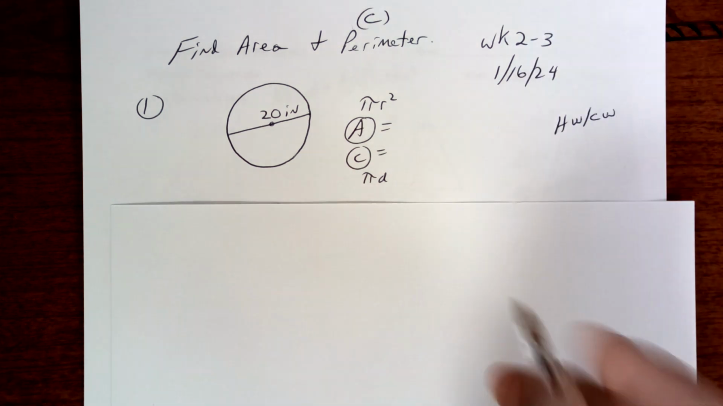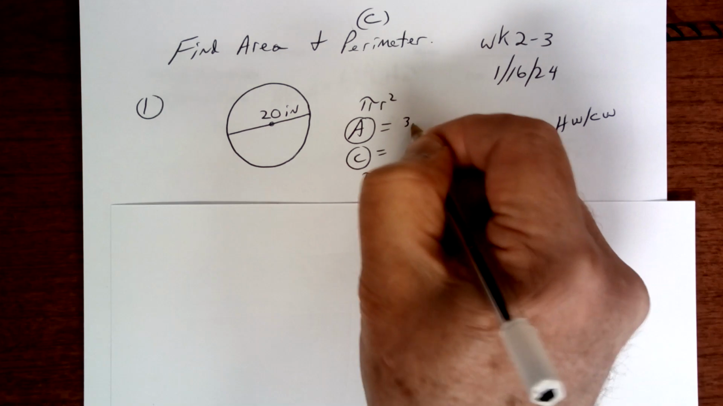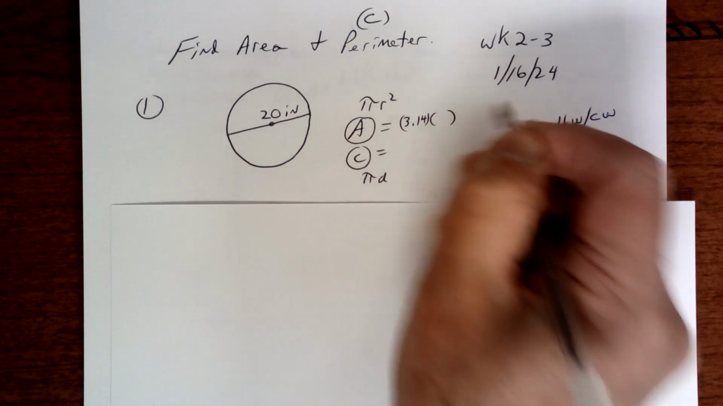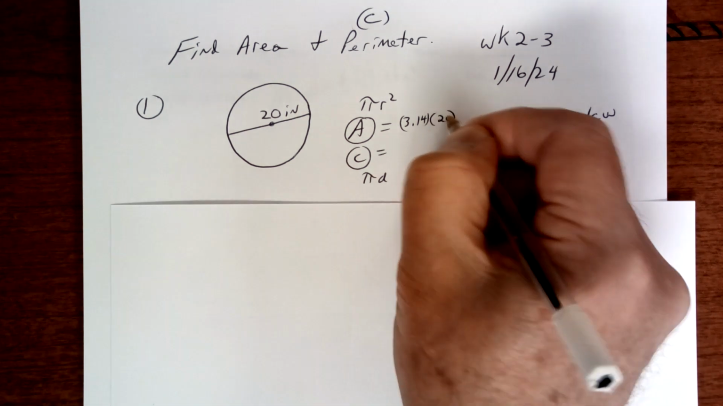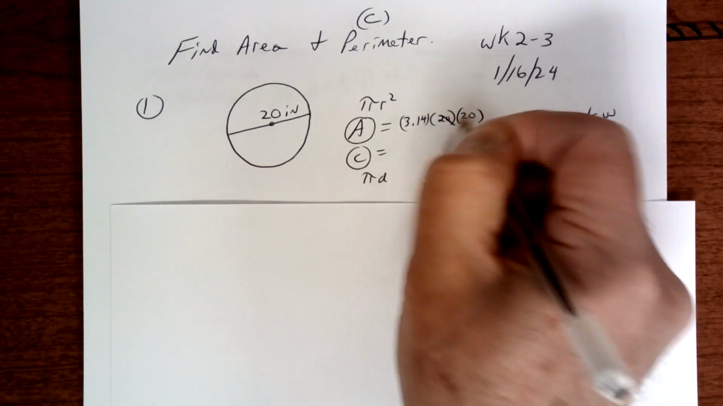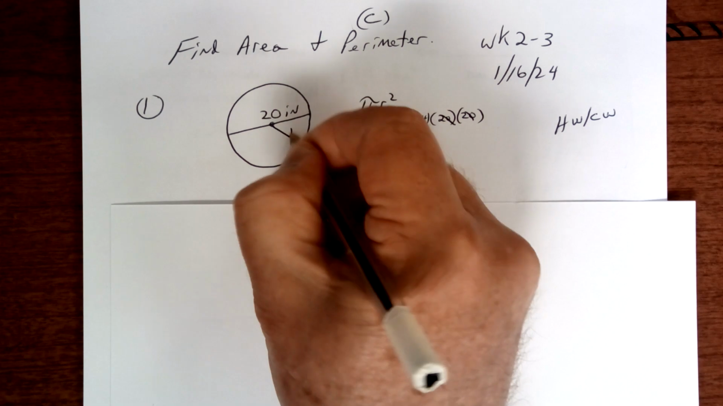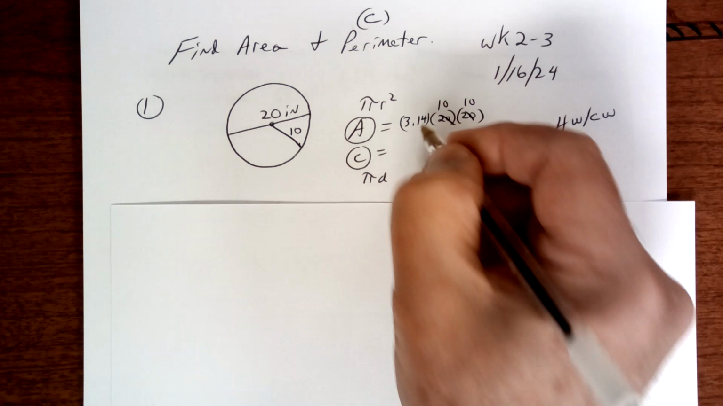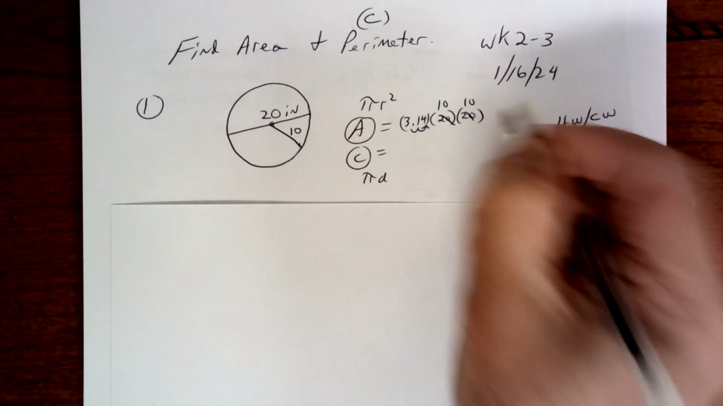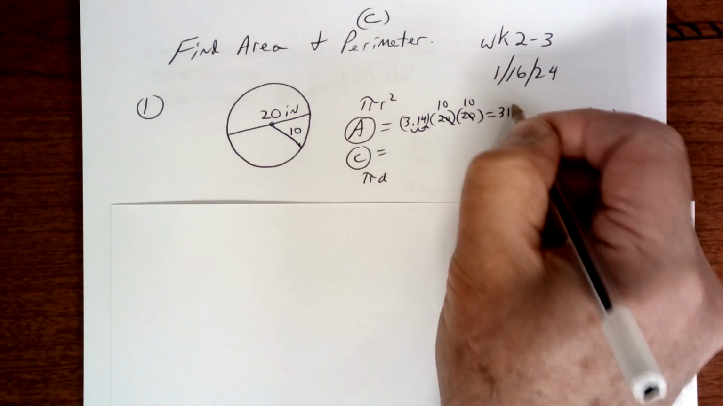Area is pi times the radius squared. And the radius is not 20. So if you use 20 times 20, you're going to miss it. The radius is half of that, which is 10. So it's 10 times 10, which is 100. And 100 is going to move the decimal 2 places, so it should be 314 square inches.